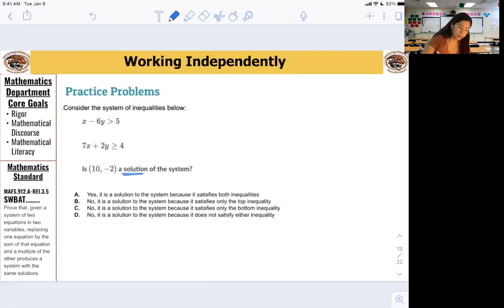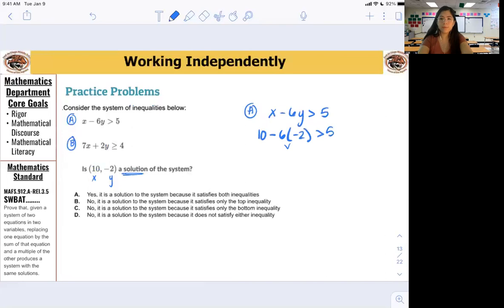Which one am I plugging in for x? 10. 10 is x, and -2 is y. Okay, I'm plugging it into A. 10 and -2 go in. Then I do a little bit of math. What is -6 times -2? It ends up as positive 12. 10 plus 12 is 22. And is 22 greater than 5?